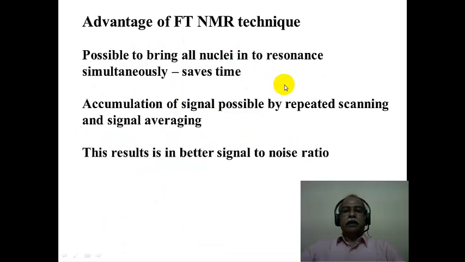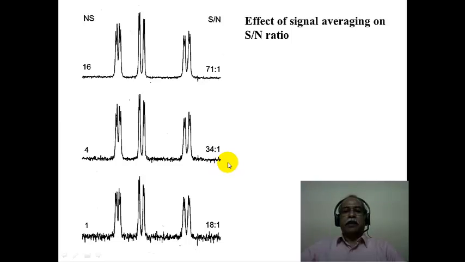The advantage of the FTNMR technique is that it is possible to bring all the nuclei into resonance simultaneously. This saves time. Accumulation of signal is possible by repeated scans and signal averaging in a fast way. This results in a better signal to noise ratio. This diagram essentially shows the effect of the number of scans on the signal to noise ratio.